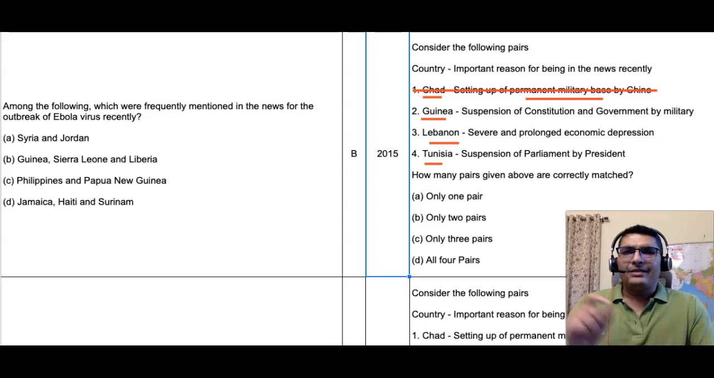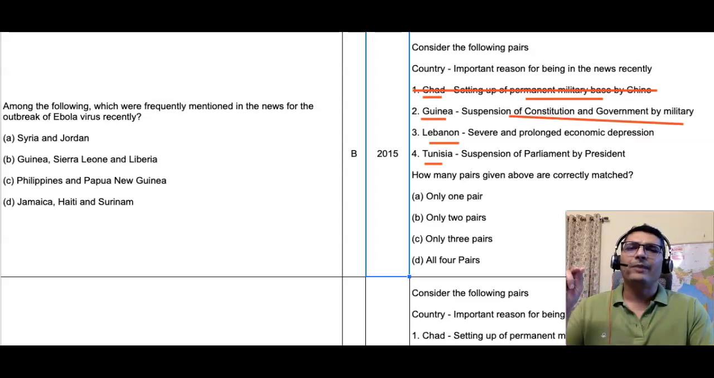And if you look at the reasons why these countries were in news, for Guinea, it says suspension of constitution and government by the military. Very much possible. In an African country, anything can happen, right? In Tunisia also, if you see, suspension of parliament by president.